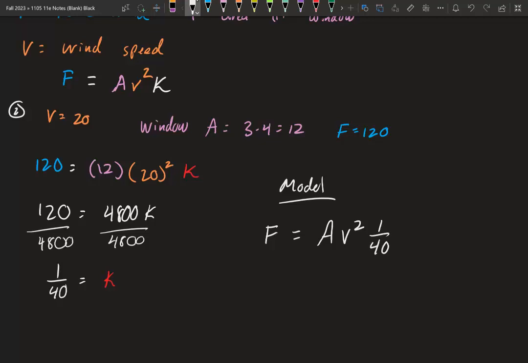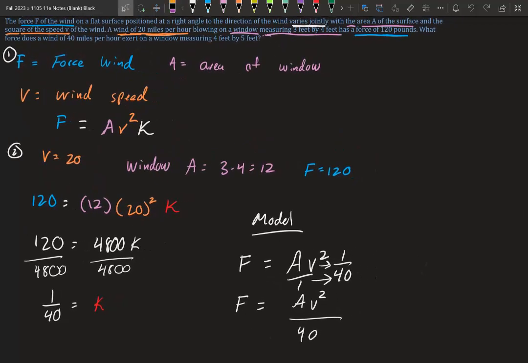You can rewrite that to make it look better because to me that looks a little weird. I want to rewrite this as AV squared over 40. Because remember, there's a 1 there, so we just multiply straight across. That's why it goes on top. It does not matter though. All right, our last sentence is the actual question.